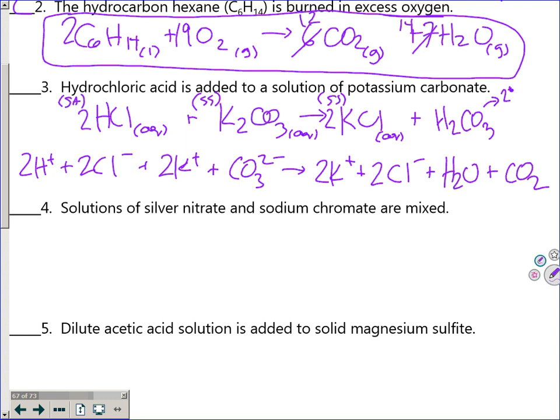Who are the spectators? Potassium ion and chloride ion. Everybody else stays, right? So what's our final net ionic equation here? 2 H pluses plus CO3 2 minus. I'm squeezing this in here. Sorry, guys. What's next? Water. H2O and carbon dioxide. Good.